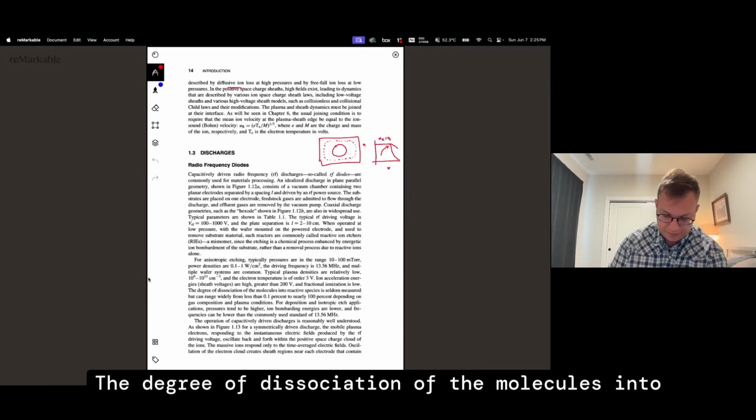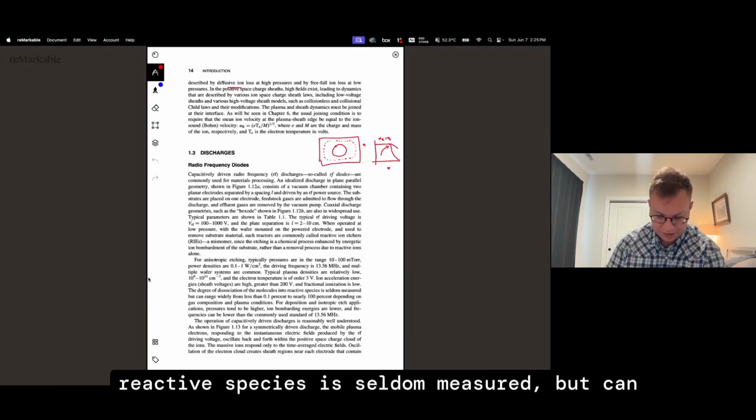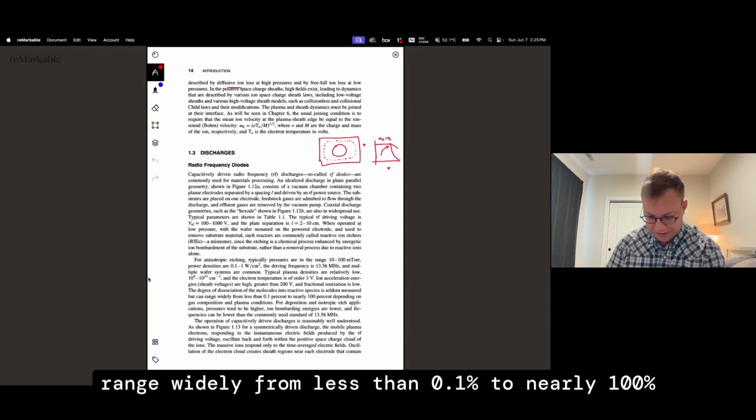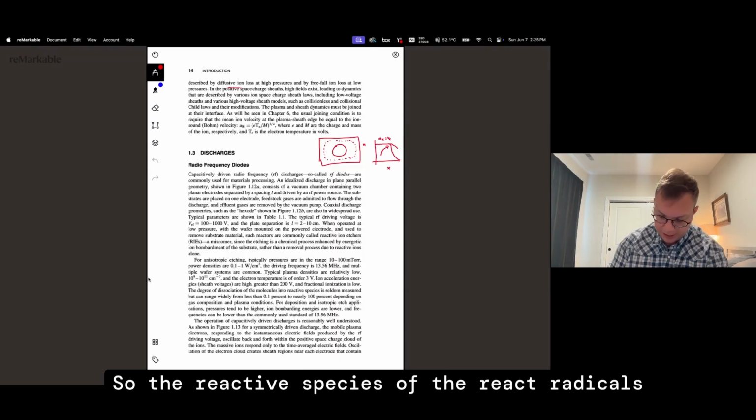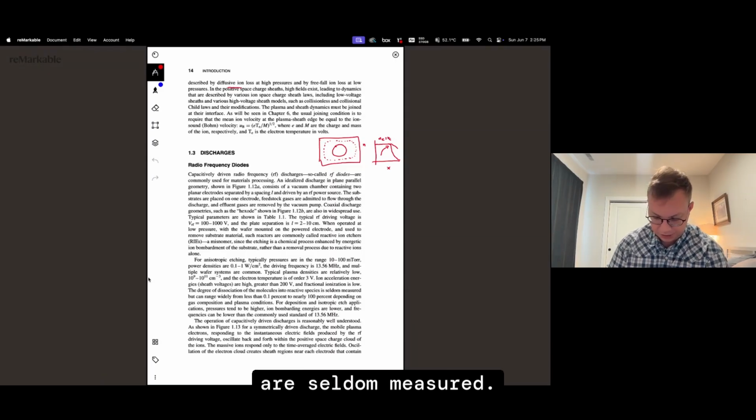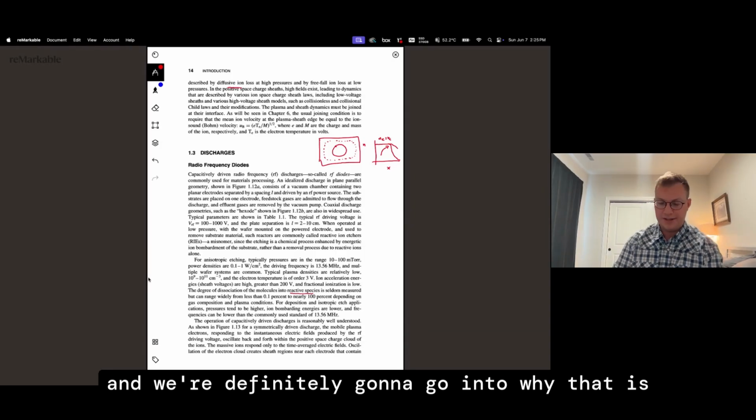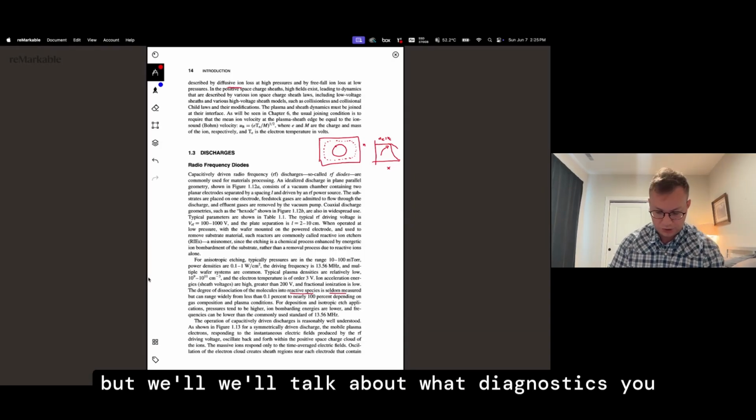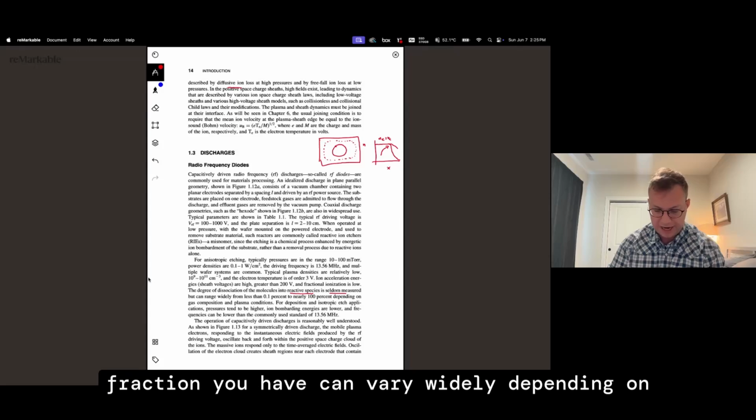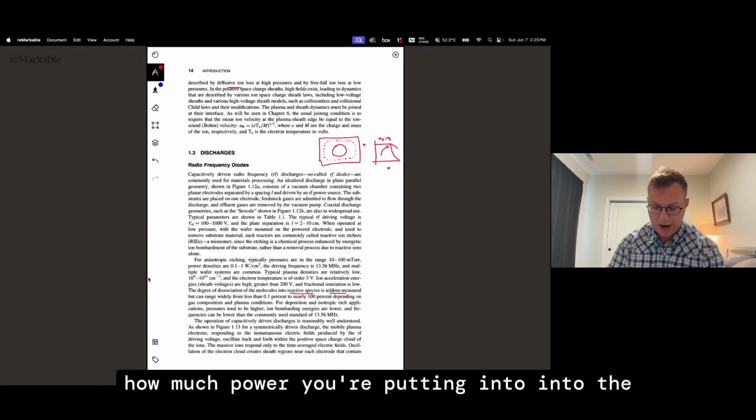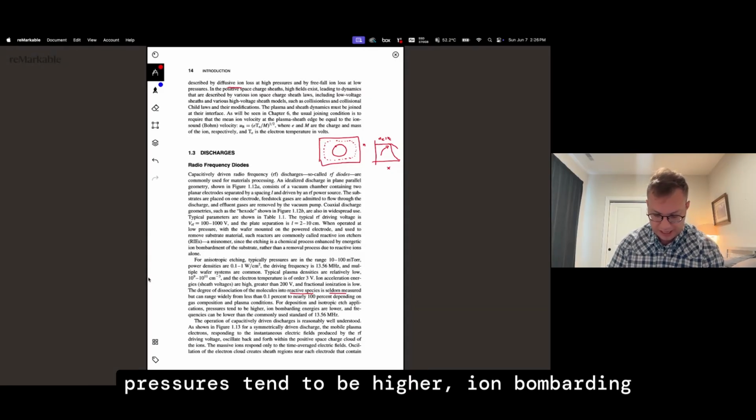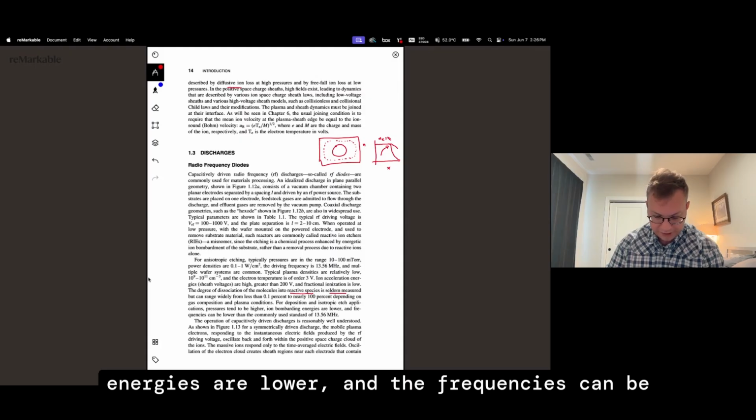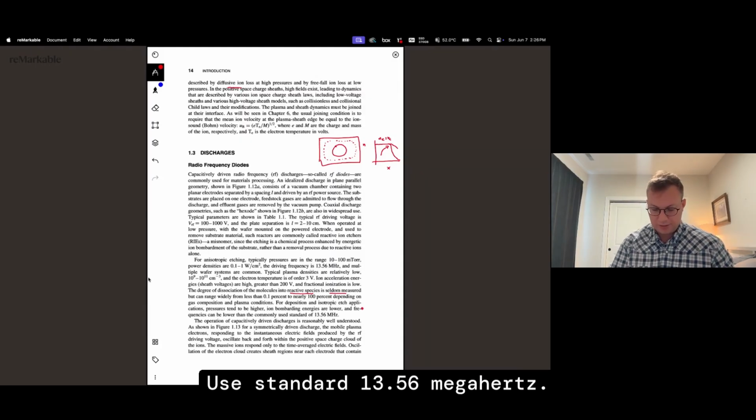The degree of dissociation of the molecules into reactive species is seldom measured, but can range widely from less than 0.1% to nearly 100%, depending on the gas composition and plasma conditions. So the reactive species, or the radicals, are seldom measured, and we're definitely going to go into why that is in the future. It's just difficult to measure, but we'll talk about what diagnostics you can use to do that, and how the dissociation fraction can vary widely depending on how much power you're putting into the system. For deposition and isotropic etch applications, pressures tend to be higher, ion bombarding energies are lower, and the frequencies can be lower than the commonly used standard 13.56 megahertz.